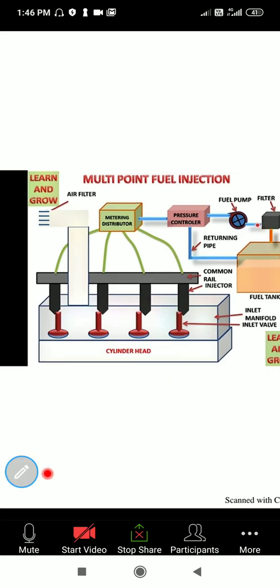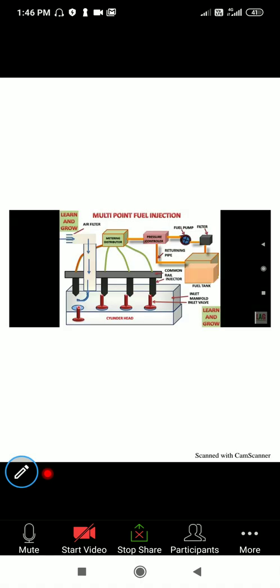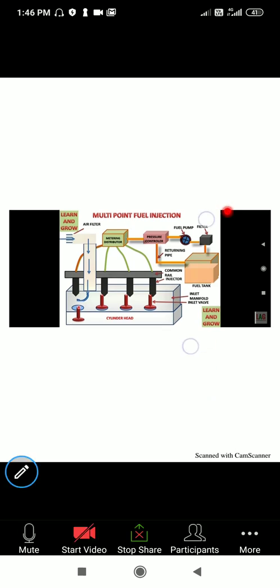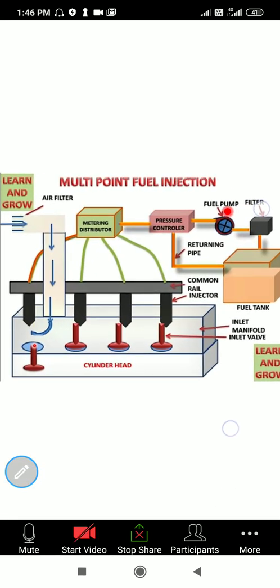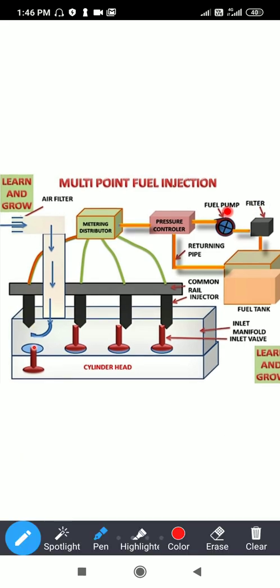Now let us see in the next diagram the working of this multi-point fuel injector. Now see, the fuel from the main fuel tank passes to the filter, in which the fuel is filtered. Any contaminants, dirt particles or any unwanted particles are filtered from the fuel, and it is transferred to the fuel pump.